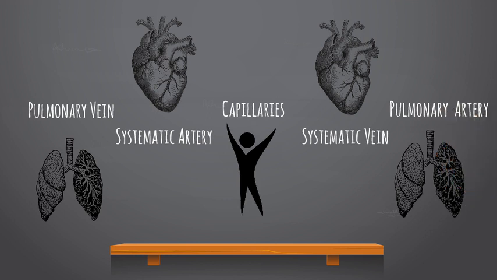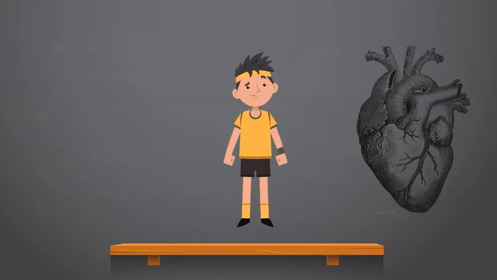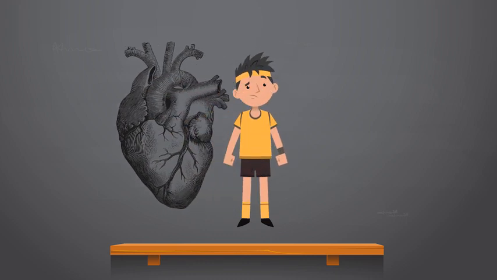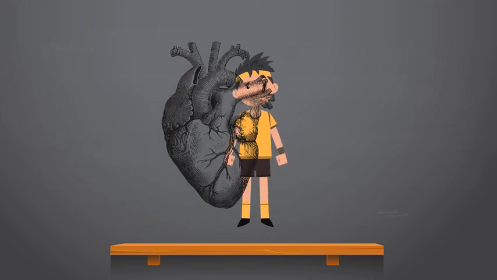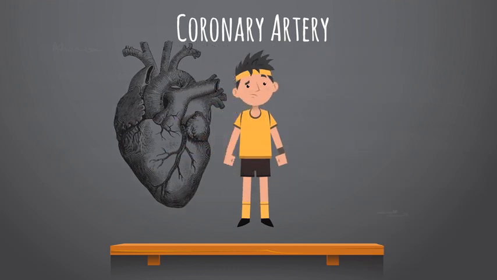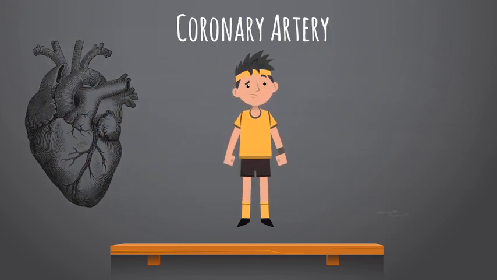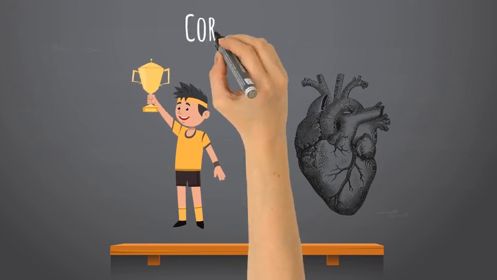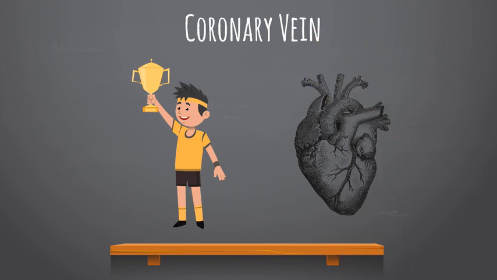The final question you may be asking is, if the heart is doing all this work, doesn't it need oxygen too? The answer is yes. This happens through the coronary arteries, which branch off from the aorta to deliver oxygen to the heart. Carbon dioxide from the heart is returned back to the lungs via the coronary veins.